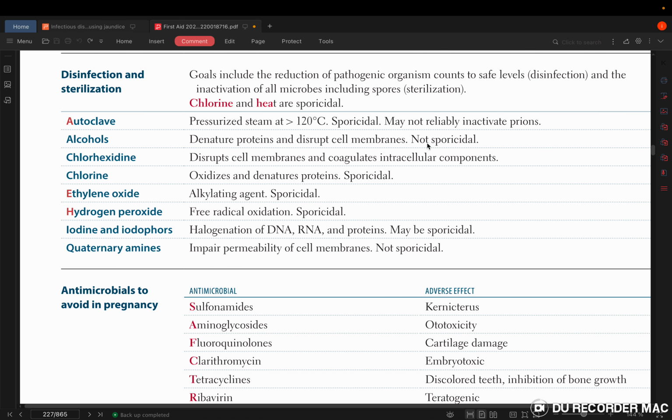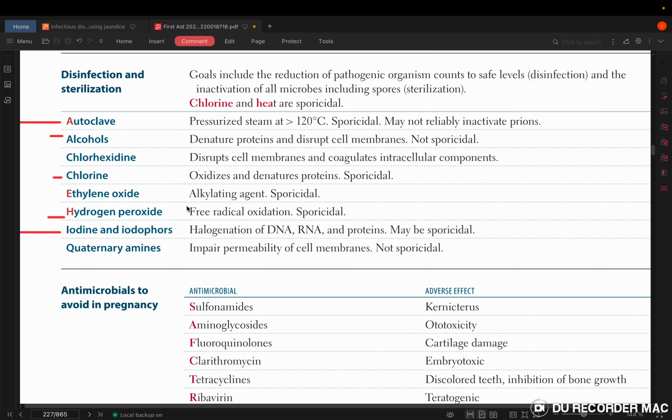Anyway, it's not sporicidal. Chlorhexidine and the other drugs disrupt the cell membrane and coagulate the intracellular components. Chlorine, this is an important one. To be fair with you, this is high yield. That's it. The other ones are not really important.